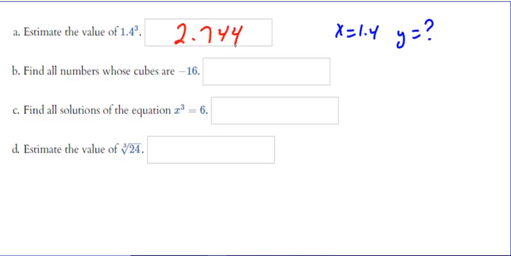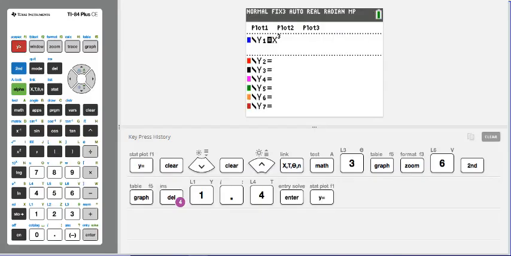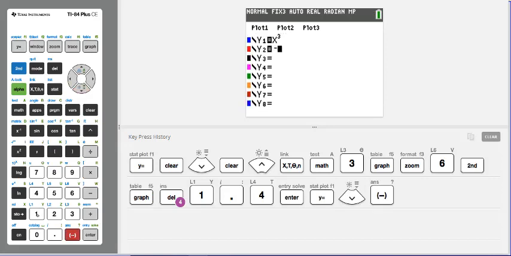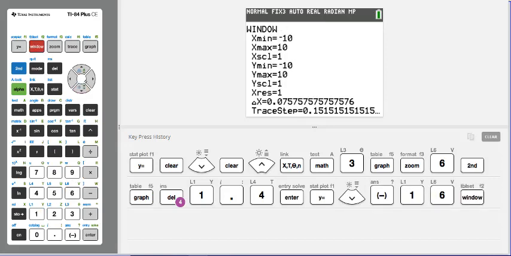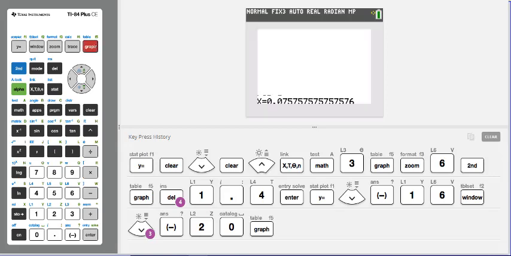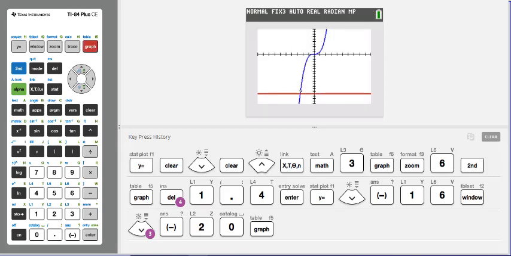2.744. Now find all the numbers whose cubes are -16. So this is x equals when y is -16. Because they gave us an output, we're going to draw a horizontal line at -16. So we'll go right here, hit -16, and come up to our window. Because we got a line at -16, we need to make sure that we can see that. So we're going to put -20 in the y min. Hit graph. All right, so we know it intersects right there.